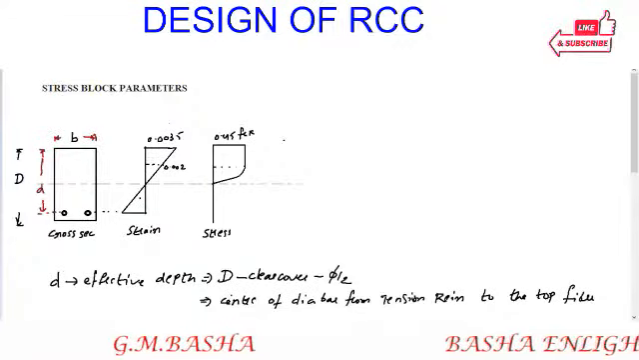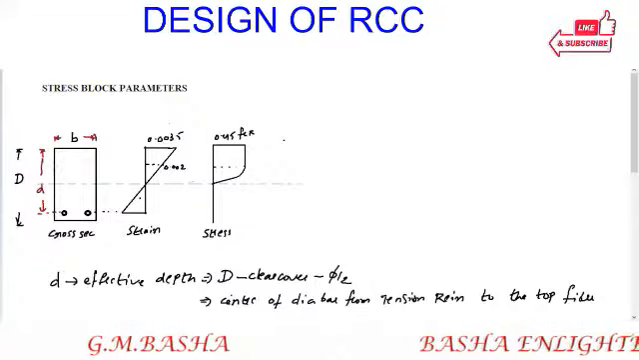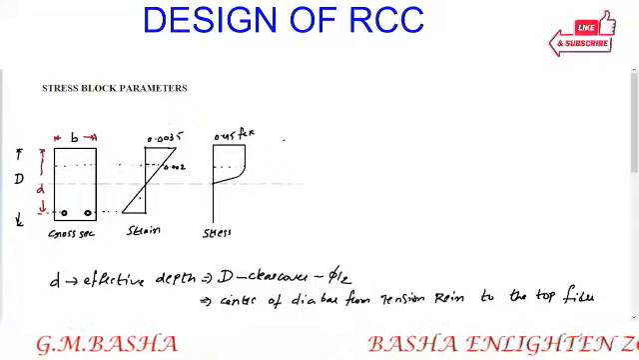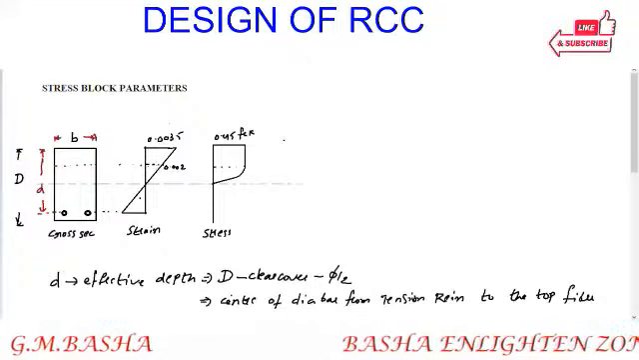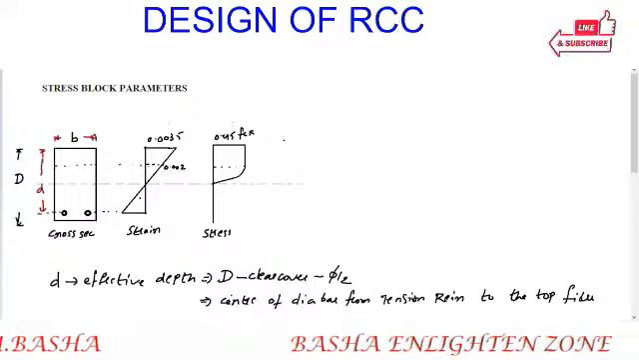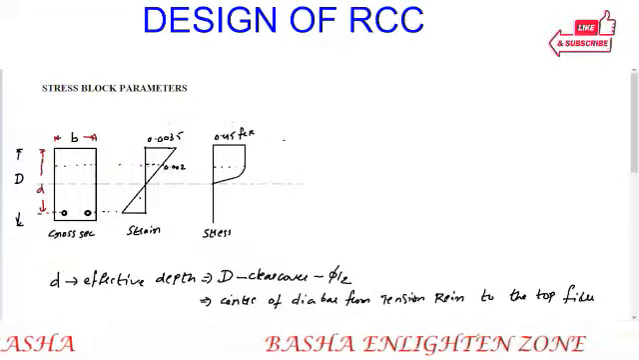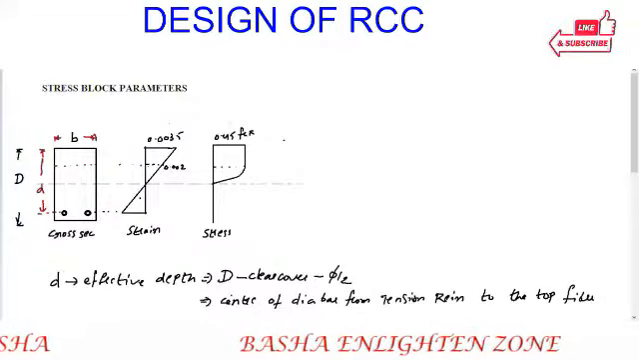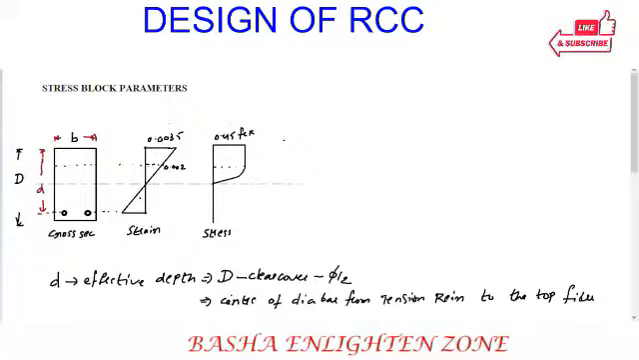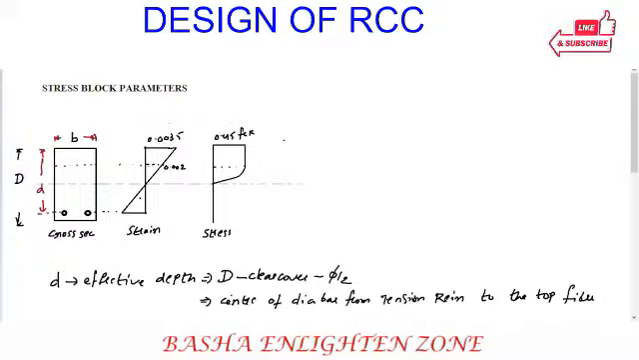Under the same strain, the first crack will develop at this 0.002 level. Up to here it will be linear and the remaining part will be parabolic. The design compressive strength of the concrete will be 0.45 fck. These are the important points we have to remember in the stress block parameters. Then move to the next step.